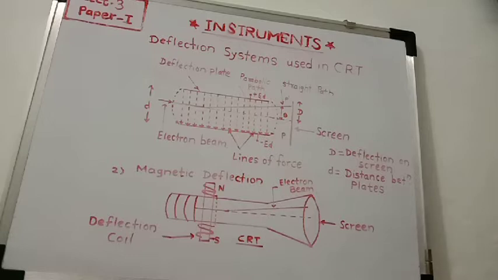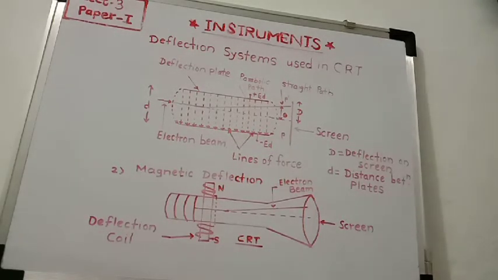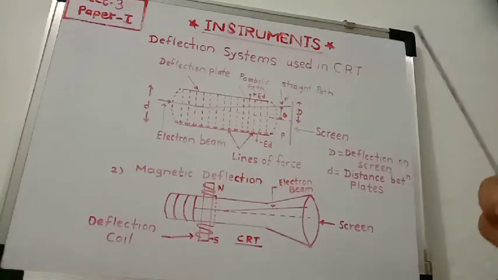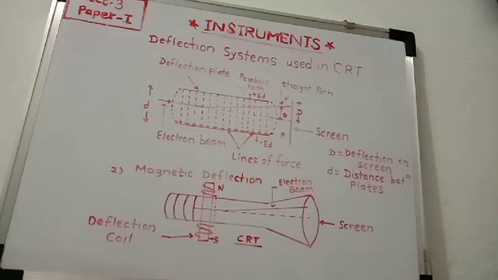Hello students, today we will study about deflection systems used in CRT. So there are two types of CRTs used. One is an electrostatic deflection type CRT and another is a magnetic deflection type CRT.